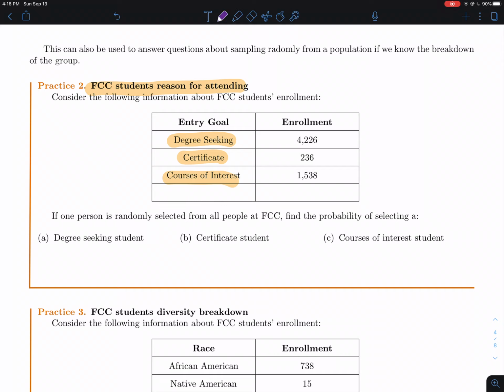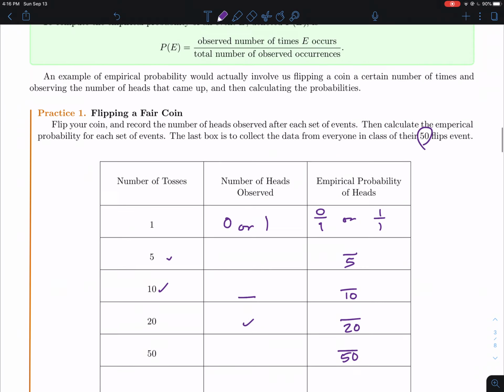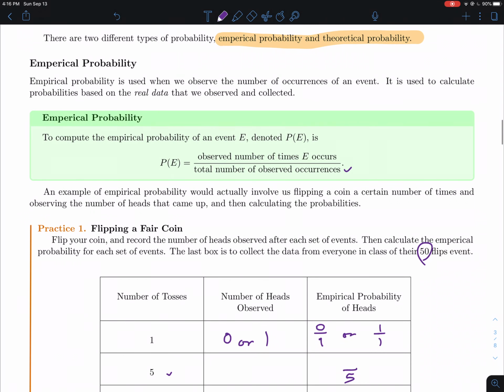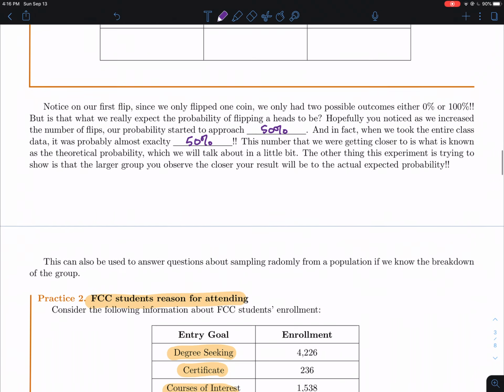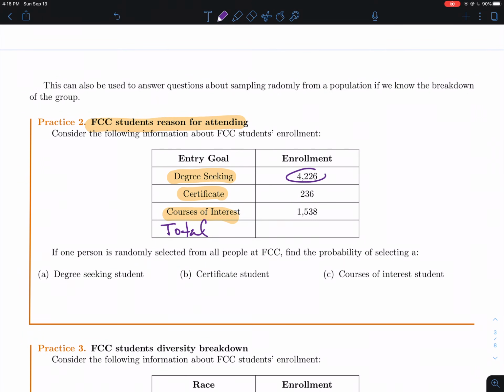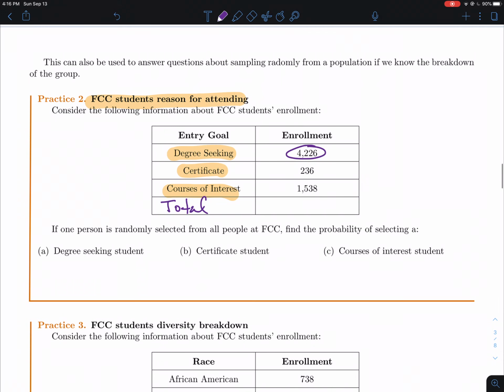So I'm going to leave this for you guys to work on. But we have to know the total, because remember, whenever we're doing our probability, go back to our empirical probability, we need to know the total number of observed occurrences that exist. So we already have the top number. In this case, this is the observation. So we know that there's 4,226 students enrolled that are degree seeking. So that's going to be our top number, the same for all of these guys. And then whatever our total is, that'll be the bottom number for these guys.